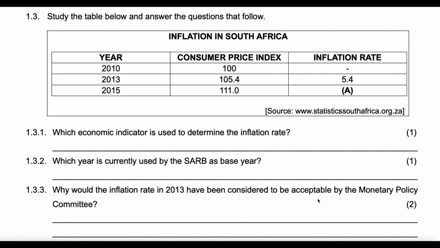Okay. Now, we see then 105.4, 111.0. So that's the weighting going up from 100 to 111. So the first one would be easy to calculate. And let's go to the questions. So which economic indicator is used to determine the inflation rate?